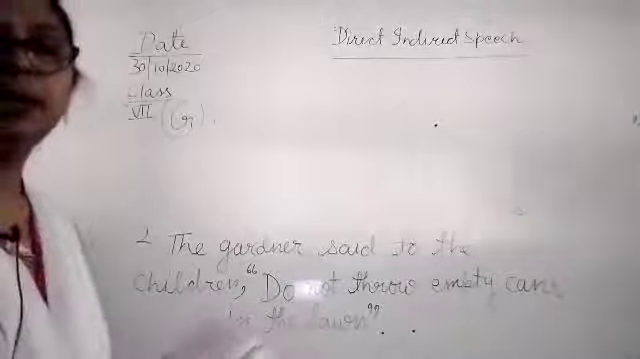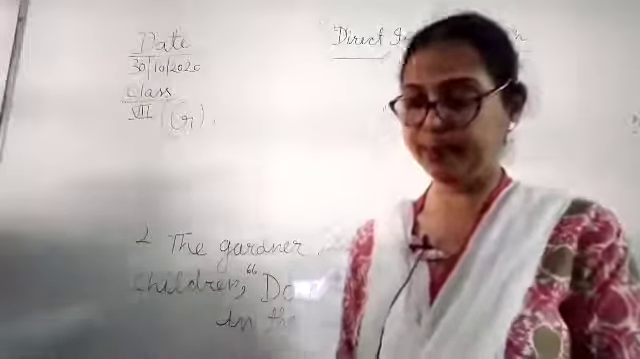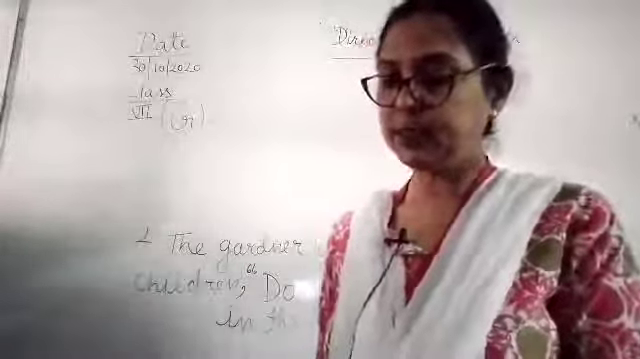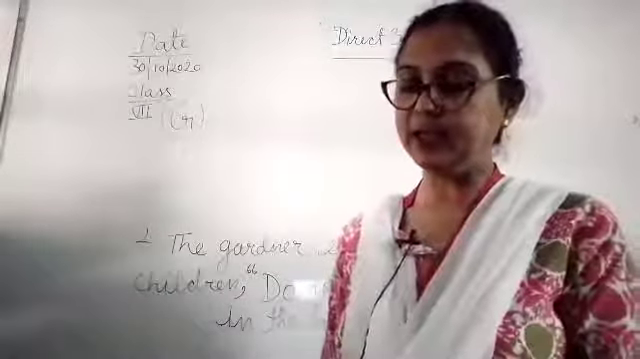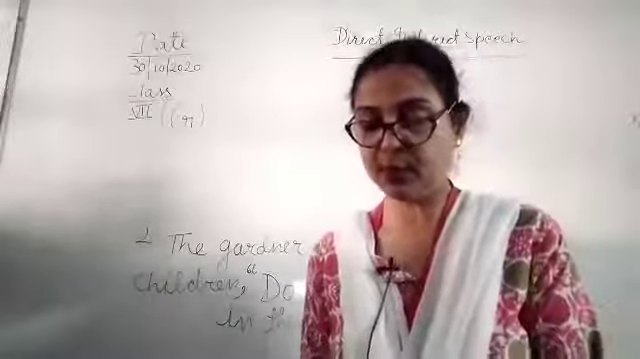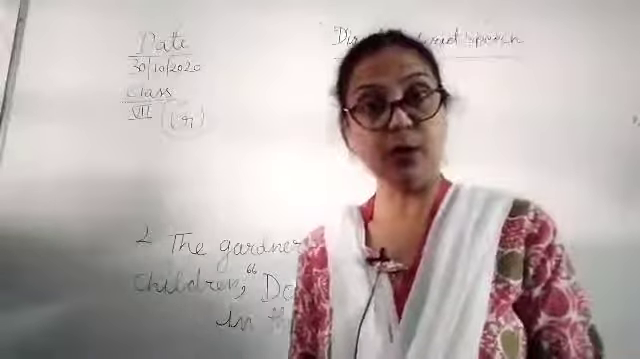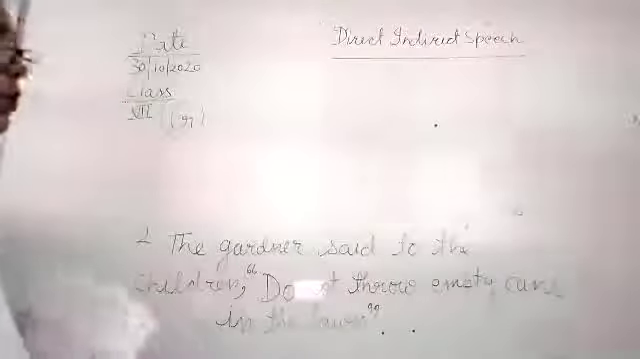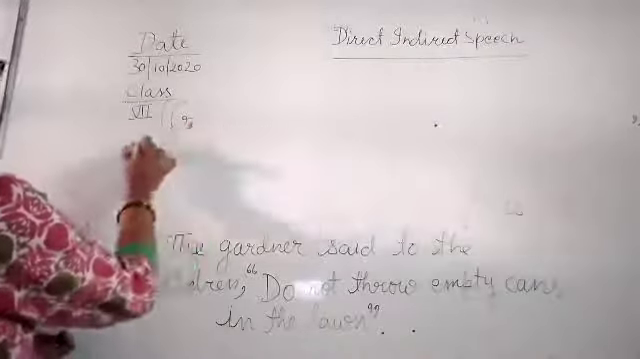Now the next number is, that is third number. The ticket checker requested him to show his ticket before he entered the movie hall. Now we are going to write in direct speech. So this is number three we are writing.